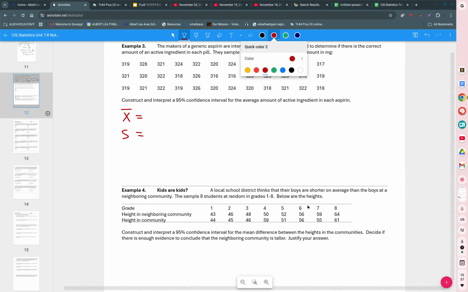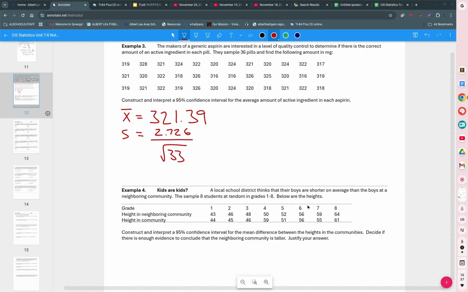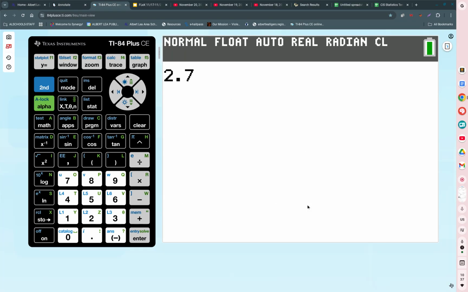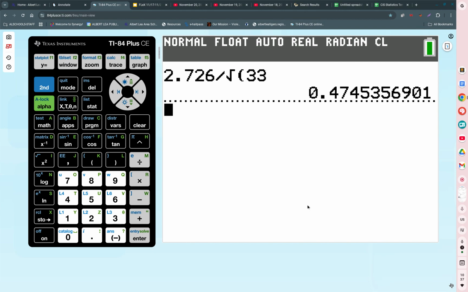Can you guys tell me, what did we have for x bar? 321.39? And what was the standard deviation we were given? 2.726. And we have to divide that by what? The square root of 33. So I'm going to go ahead on my calculator, and I'm going to take 2.726 and divide it by the square root of 33, and I get 0.4745.